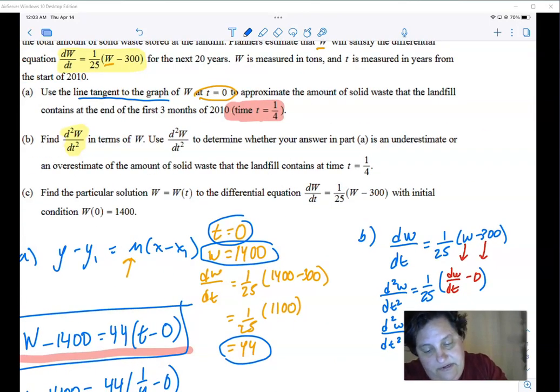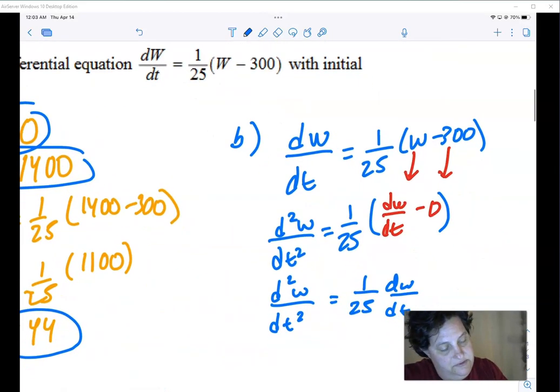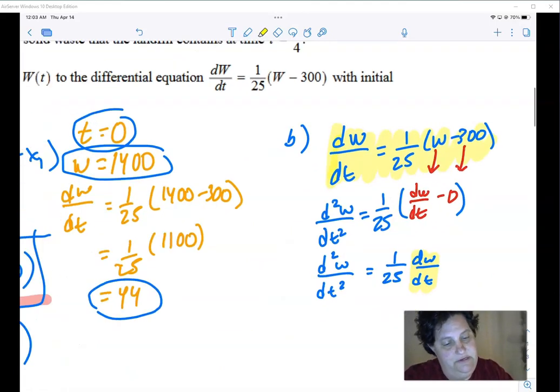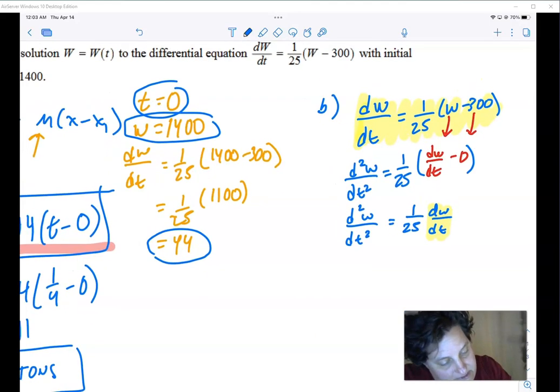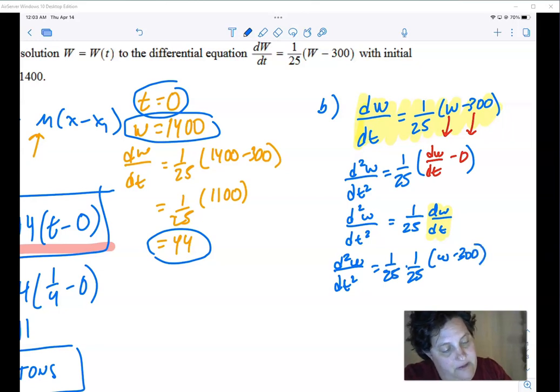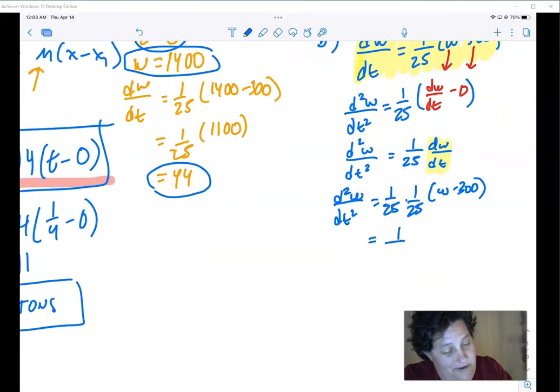Now, really quick, though, read this. Find d2w over dt2 in terms of w. That means there's only supposed to be w's here. Okay, but what is dw dt? Check it out. That's dw dt. So if I plug that in, here's actually my answer. My second derivative is 1/25 times 1/25 times w minus 300. So that's 25 squared, I think it's 625. Okay, so that's my second derivative.